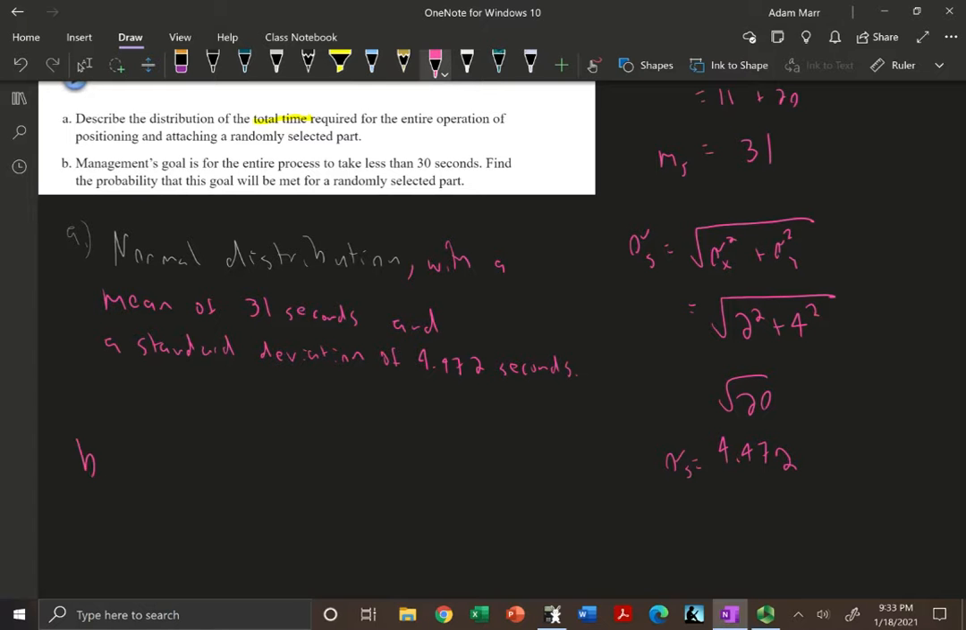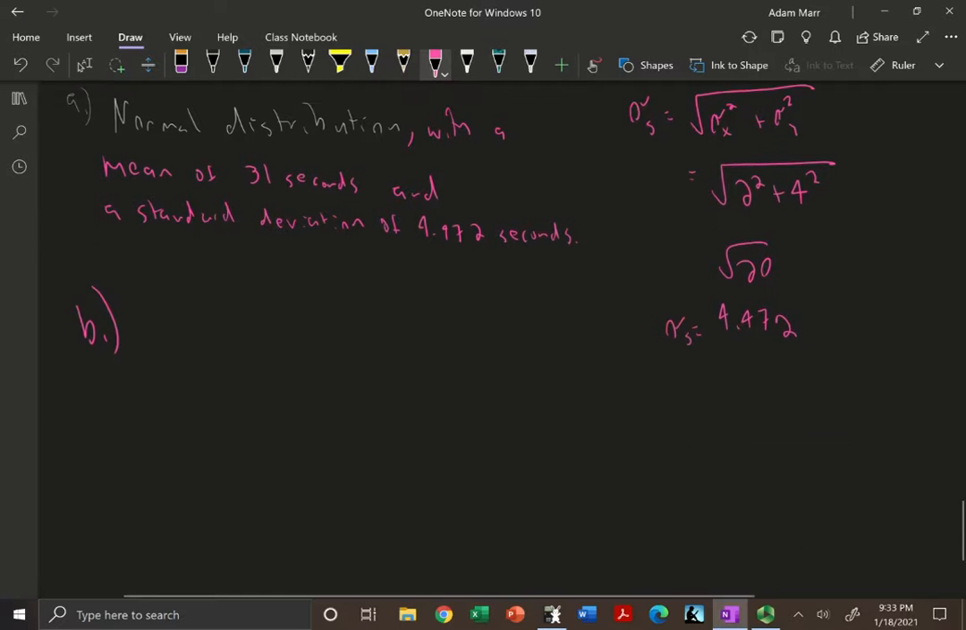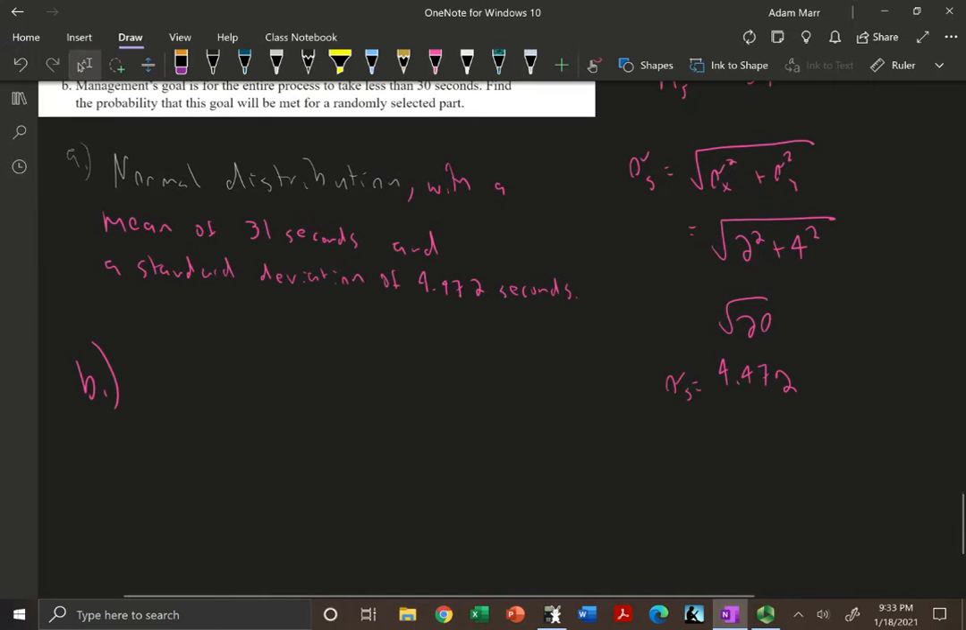All right, so part B. Management goals for the entire process to take less than 30 seconds. Find the probability that the goal will be met for a randomly selected part. So we want the entire process to take less than 30 seconds. Now we're talking about the sum, that's the entire process. So it's the probability that the sum is less than 30 seconds.